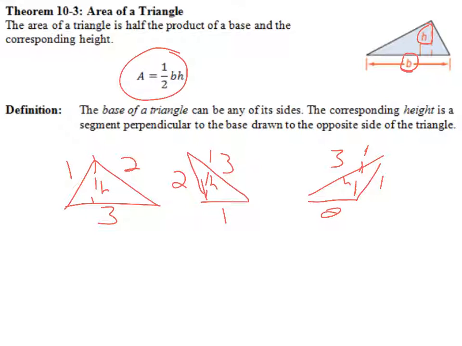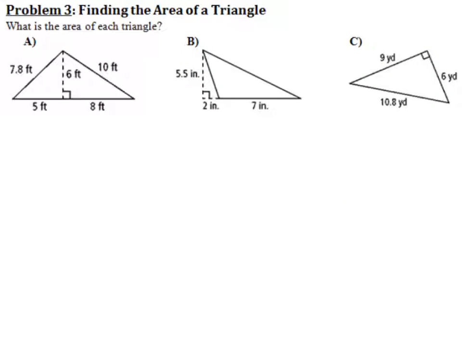So any one of these three triangles would work for a triangle with side lengths 1, 2, and 3. And if I found the area of these, I would get the same answer because my h's would all be different. A few examples of finding area of a triangle.